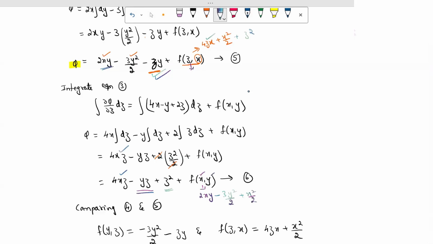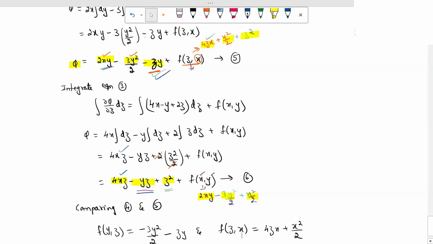Can you observe all the terms are there? We'll start with this one and highlight it over here. 4zx. 4zx is over here. Minus yz, and minus yz is over here. Z square, and z square is matching. Then you are having 2xy, I have taken 2xy. Then I have taken minus 3y square by 2, 3y square by 2. Further, x square by 2 and x square by 2. I hope all the terms are taken. Can you observe? Equation 5 and 6, all the terms have been taken.